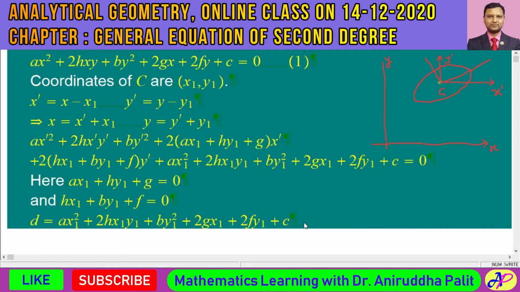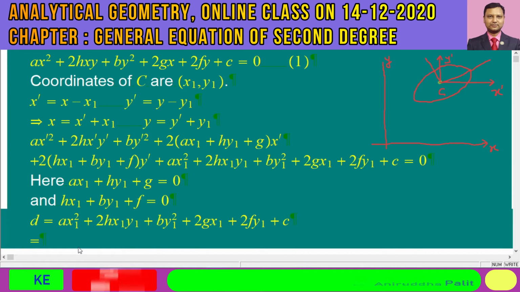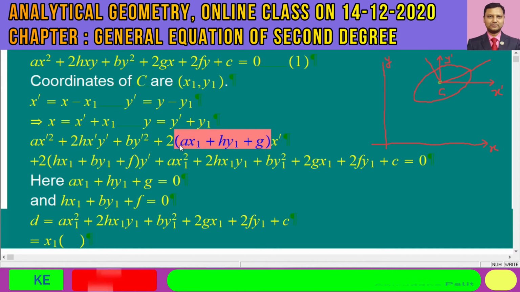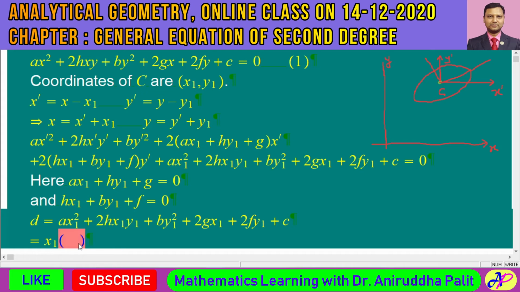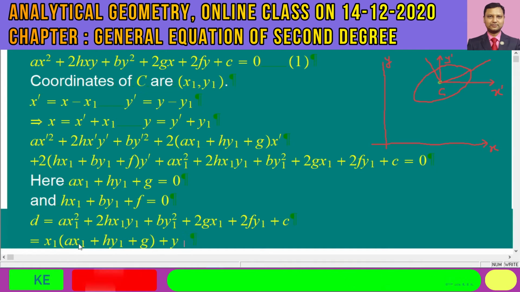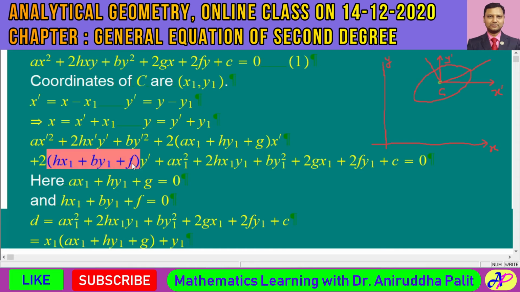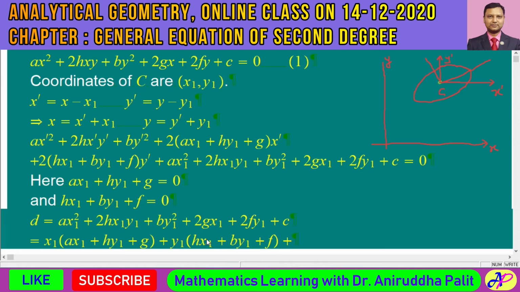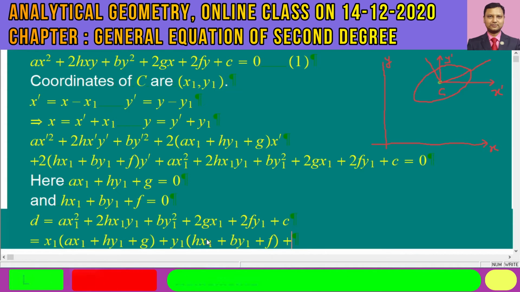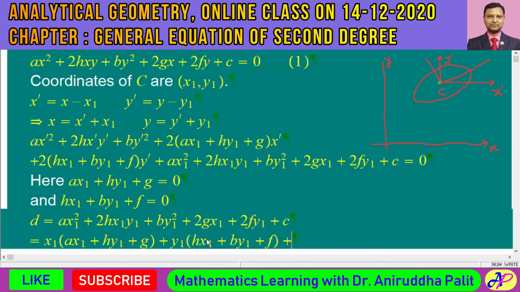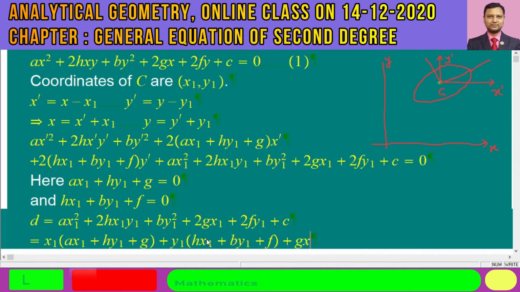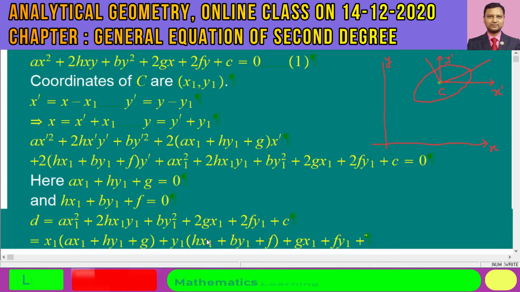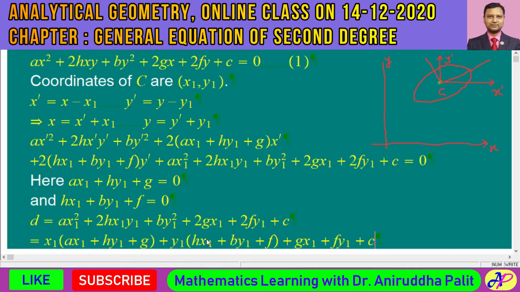So this expression, you can check, can be written in this way: x1 into this expression plus y1 into this second expression. All similar manipulation has been shown in the chapter of pair of straight line, and the last term would be g x1 plus f y1 plus c. You can check all these results.